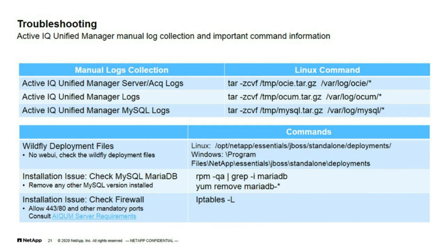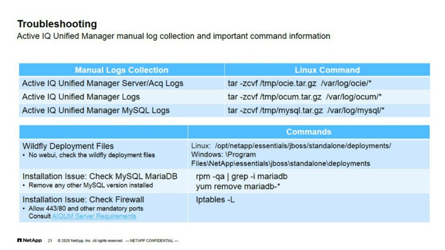So here are some quick commands and things that you might want to check. I've provided some quick commands for manually tarring up the logs in a Linux or OVA environment, if you're unable to capture a support bundle, or in a Windows environment, you can use 7-zip or another tool for compressing those log files.